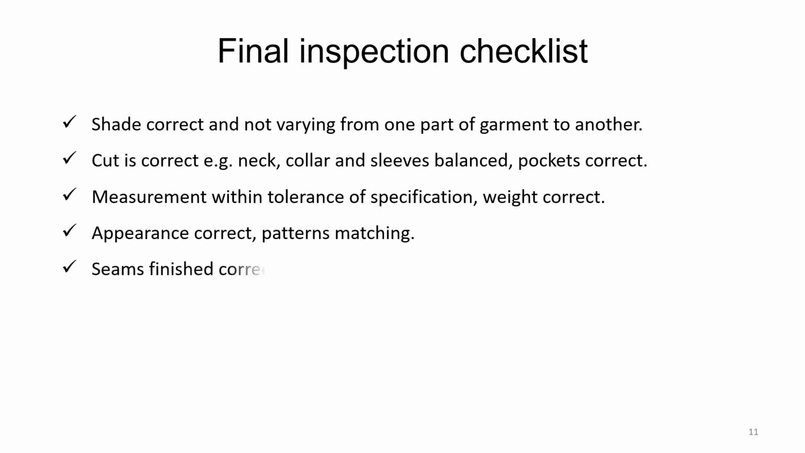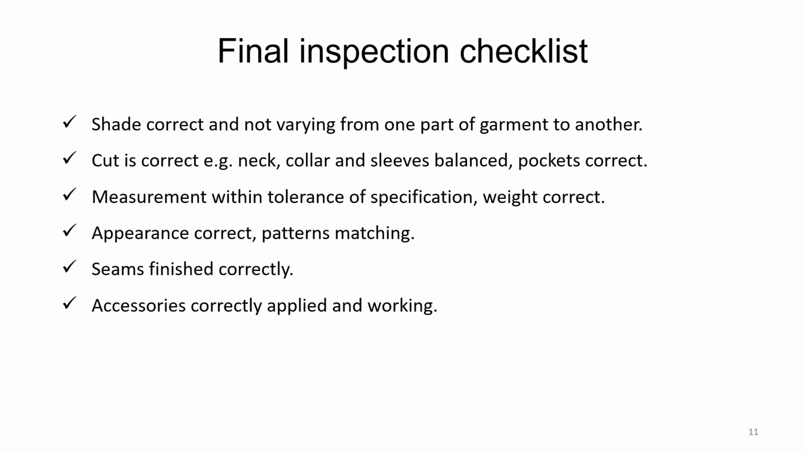So there are a host of other inspection checklists, such as whether the seams are finished correctly or not. So the seams and the stitches, which will be discussed in subsequent sessions, whether the stitching has been done correctly or not, whether the pressing has been done properly or not, and whether the accessories have been correctly applied and whether they're working or not. So you check whether the buttons have been placed correctly or not.